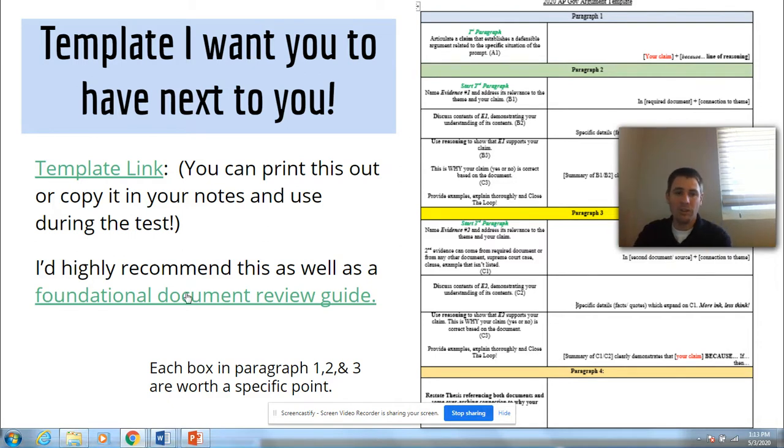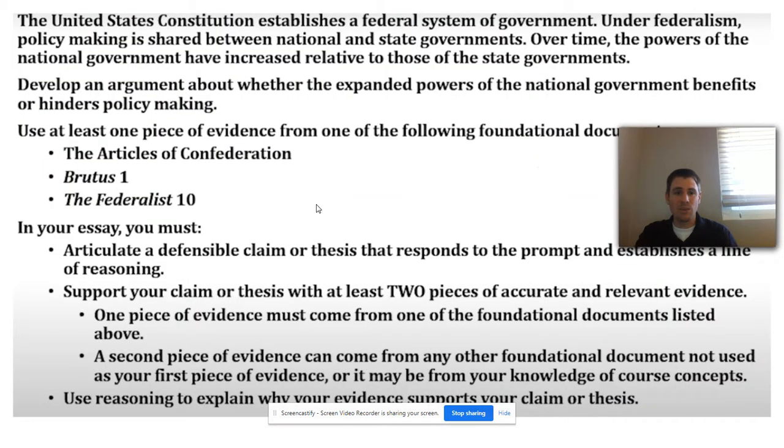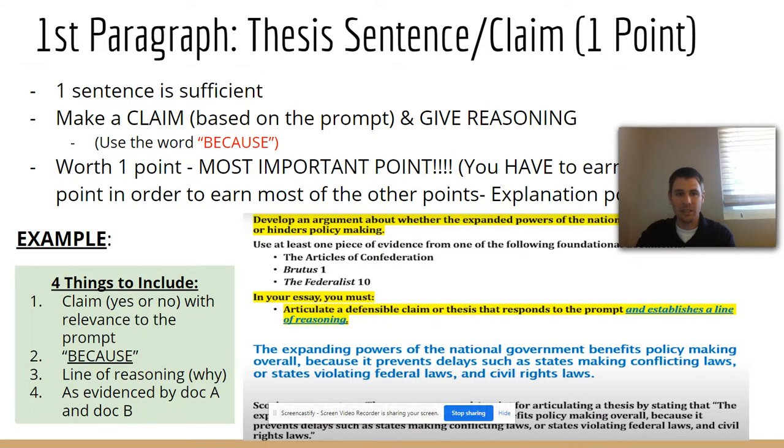I've also given you the foundational docs. You'll see your prompt is going to give you, well, not potentially, 3 foundational docs that you get to choose from. You have to use one of those 3 documents in either of your body paragraphs. So you got to use one. Your other paragraph, though, you can choose from any of the other foundational docs, any other Supreme Court cases.